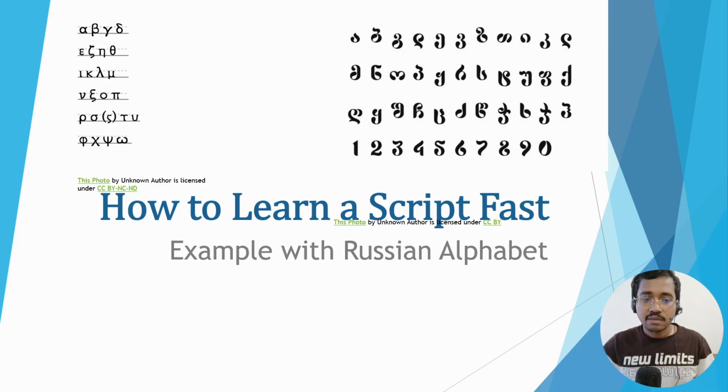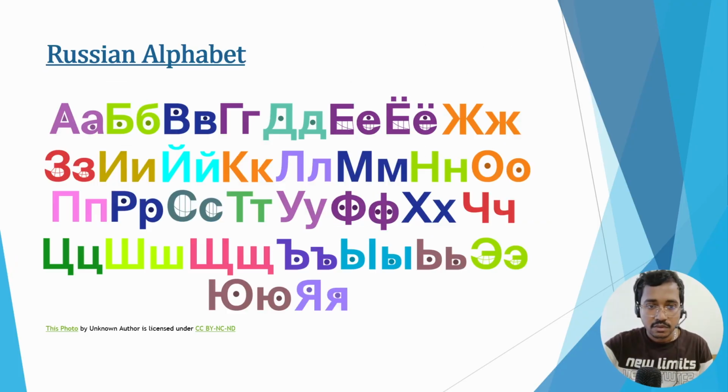We are taking the example of the Russian alphabet. So you can see the Russian alphabet here. If you look at the letters, immediately some image comes to your mind that this letter sounds like this, those letters sound different. You have the urge to say some letters in some way, but it is not always the case.